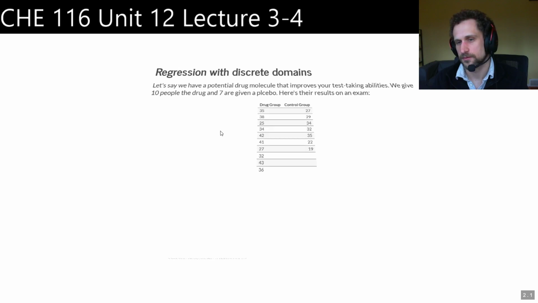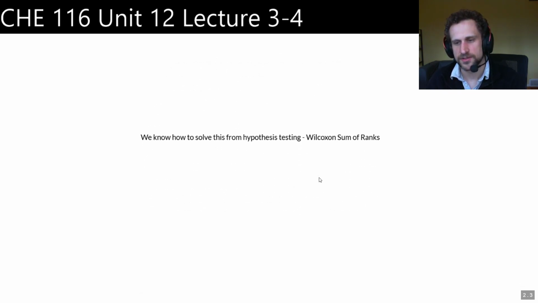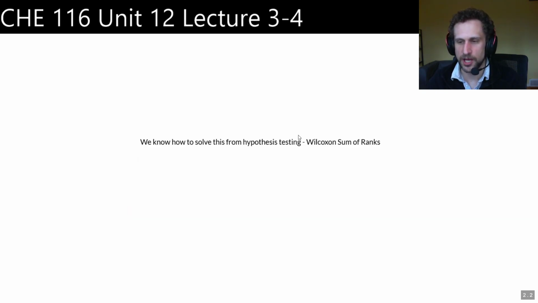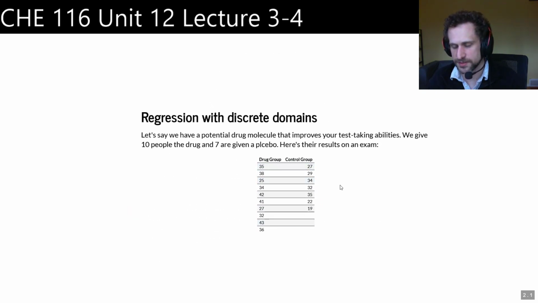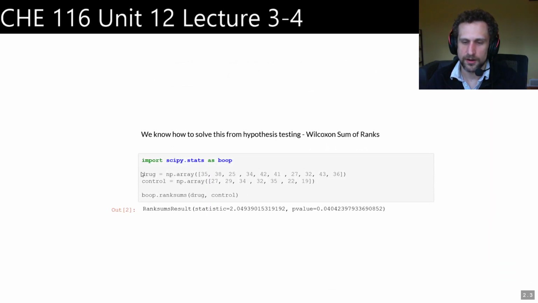Now, this is a great example of a hypothesis test, right? You could immediately use a hypothesis test for this. So this is an example of the sum of ranks hypothesis test, right? So Wilcoxon sum of ranks, because we have unpaired data. This is not the same person taking the exam. These are 2 different groups of people taking the exam. So we can compare, are they the same?